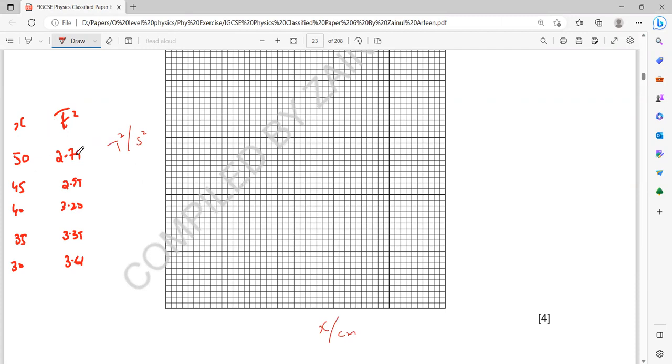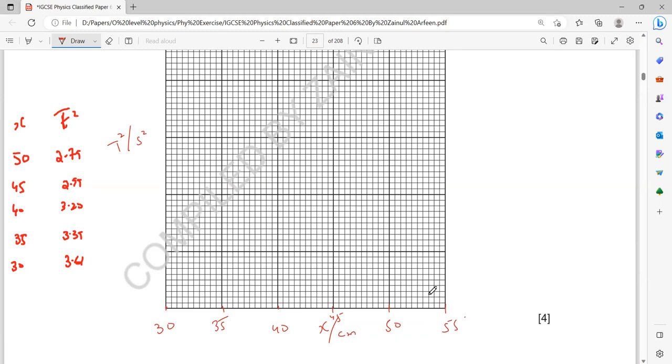Now, what is the minimum value for x? The minimum value is 30 and the maximum is 50. So if I start, for example, if I say this is 30, this one will be 40, this one will be 50. So between them there will be 35, this will be 35, this will be 45, and this 55.